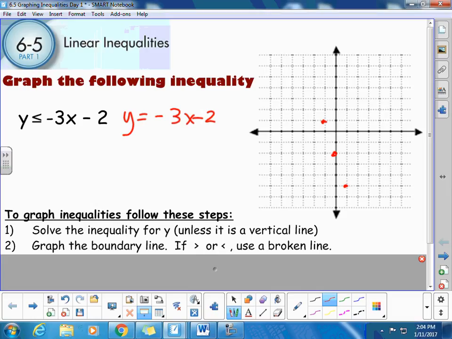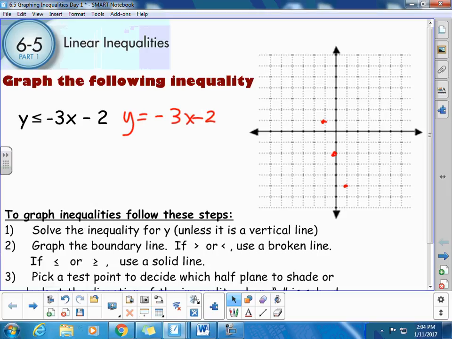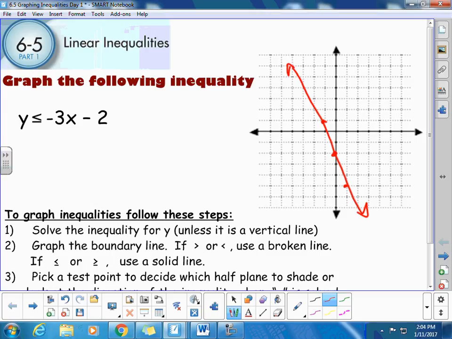If it's greater than or less than, we use a broken line to graph it. If it's greater than or equal to or less than or equal to, we use a solid line. Well, in this case, this tells me it's equal to, so that's a solid line. So I am going to graph it using a solid line. Here's my graph. I still use arrows.